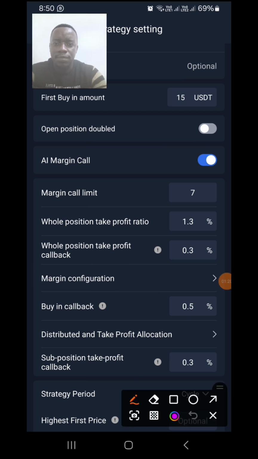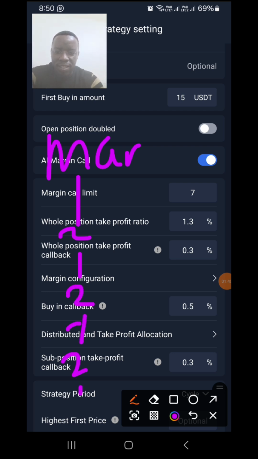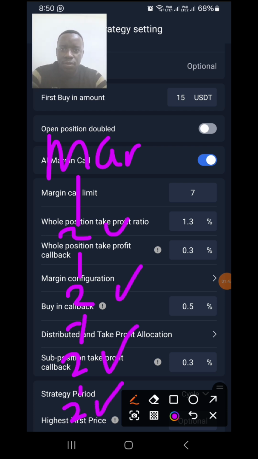What is a margin call? Margin call is the number of times you want your robot to buy the dip. When the trade drops 2%, let it buy, another 2%, let it buy, another 2%, let it buy, another 2%, let it buy. So these, 1, 2, 3, 4, are the number of margin calls. You can make it 100, you can make it 1000, no problem, as long as you can set them.